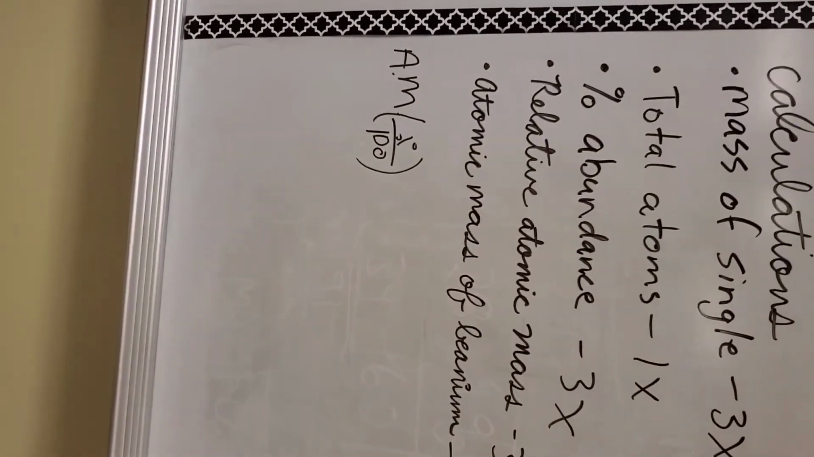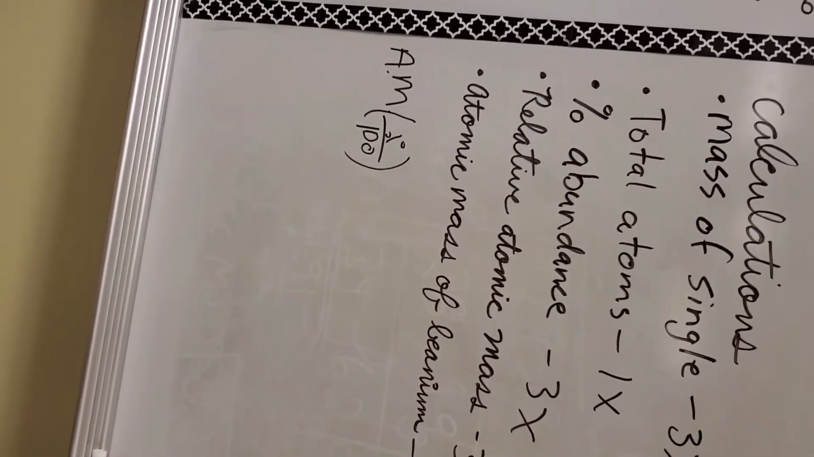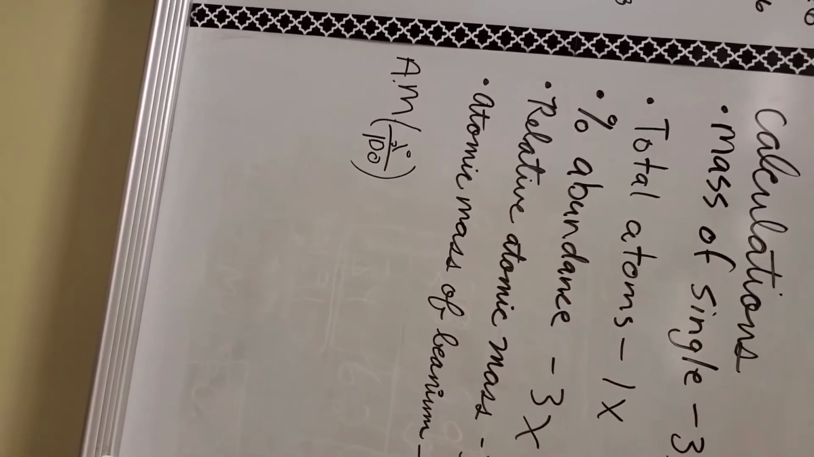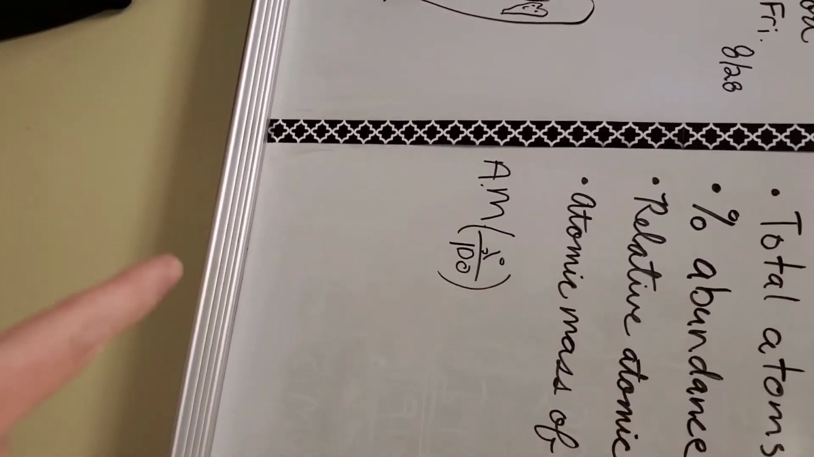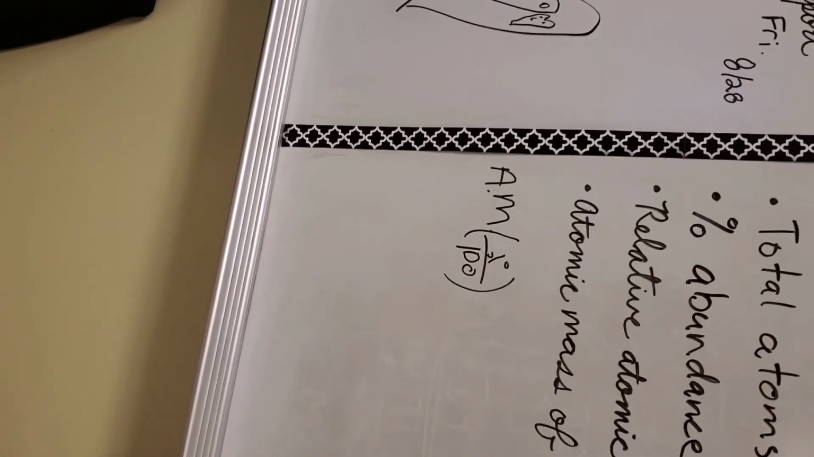You'll have 1 count for total atoms, where we just added them all together. Your percent abundance, you'll have 3 different formulas. Relative atomic mass, you'll have 3 different calculations for that. And then the atomic mass, which was the final one we did, you'll only need 1 thing for that. And then I added that atomic mass times percent over 100, just in case y'all don't remember how we did that.